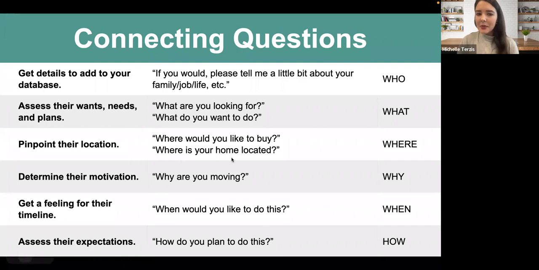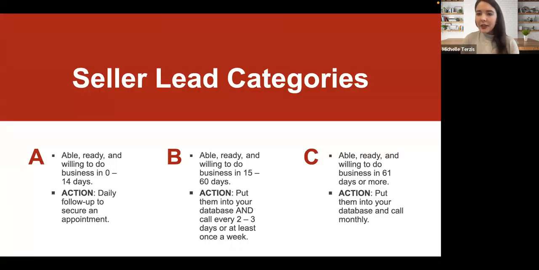Once you ask them these questions and you get a good idea of who they are, and to put this into perspective in today's times, this is probably over the phone at this point, you then want to categorize them as an A seller, a B seller, or a C seller. What this means is, again, their motivation to do something, because you have to be careful of your time and you want to make sure you're putting priority on the A sellers. An A seller is someone able, ready, and willing to do business in 0 to 14 days. This kind of seller, you're going to want to follow up with them daily to secure an appointment.